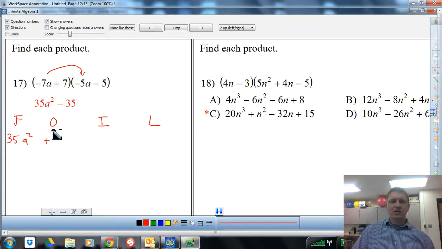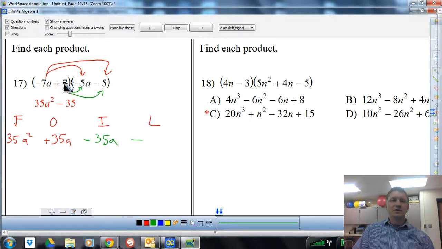Okay, plus O. O means outers, which is this one and this one. Okay, so negative 7 times negative 5. Negative times negative is positive, and it turns into 35a. Okay, then I do my inners, and my inners will be these ones right here. This one combined with this one multiplied. 7 times a negative 5 is going to be a minus 35a.